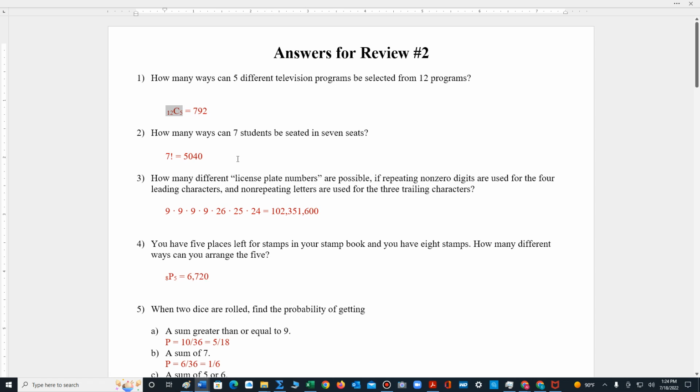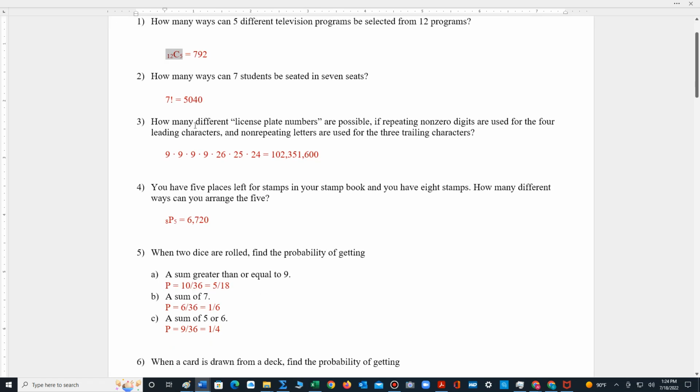Number 2, how many ways can 7 students be seated in 7 seats? We're thinking arrangements. It's a permutation. We're using all the objects. 7 factorial, 5040.